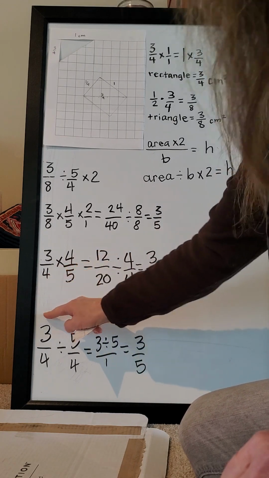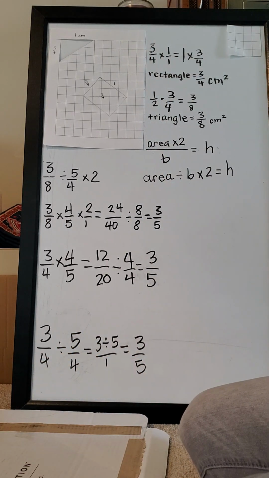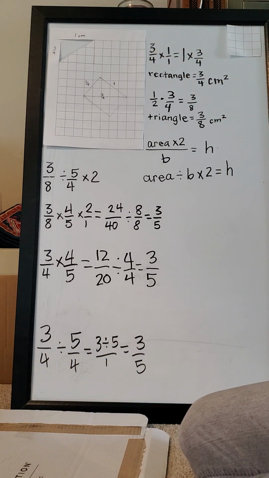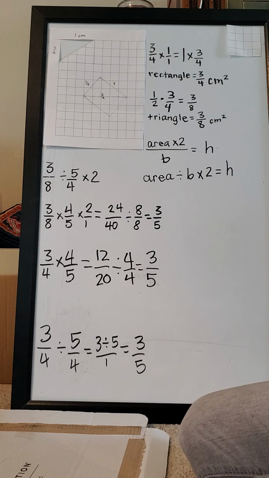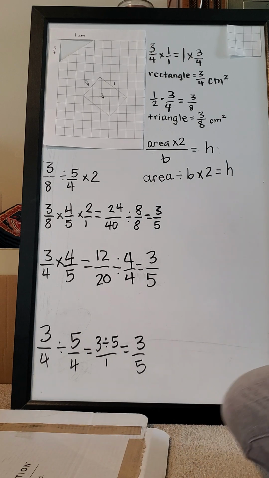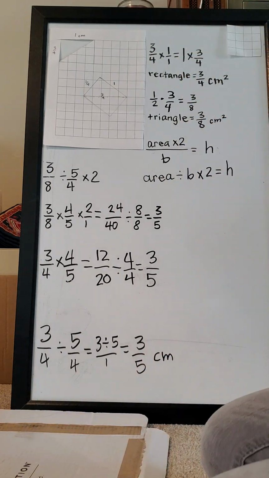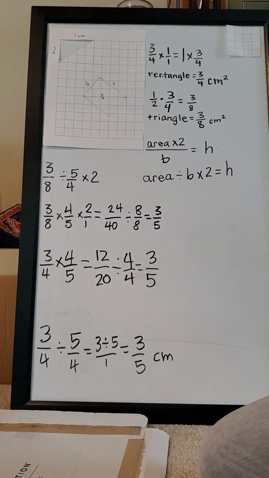Now, what if I started with that, and I said 3/4 divided by 5/4? Since they both have that common denominator, could I not just say 3 divided by 5? Yes, I could. Your answer is 3/5. You just need to label it centimeters, no square, because we're talking about the height. And that is your correct answer. Ponder that and look at multiple ways to prove it.